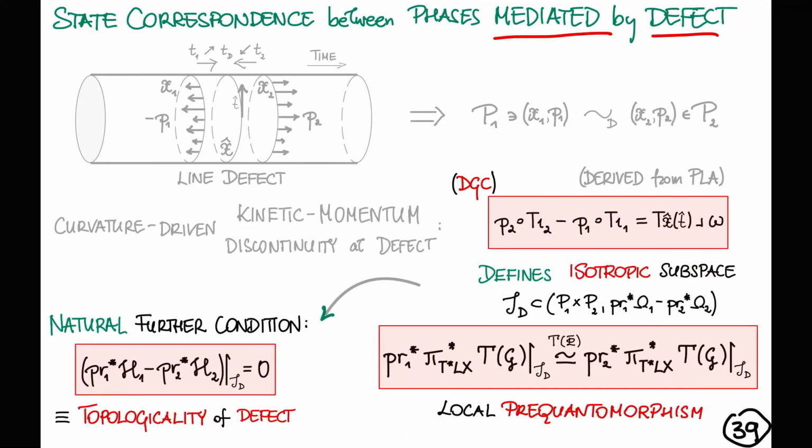And then you can impose a natural condition of Hamiltonian preservation at the defect, which translates into a movability of the defect within the world sheet, because the Hamiltonian is the generator of translations in the time direction if you place the defect on an equitemporal slice.